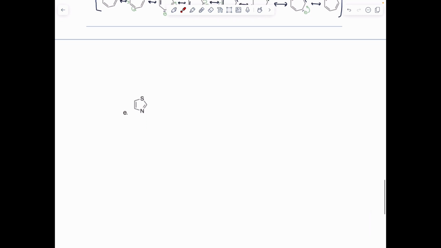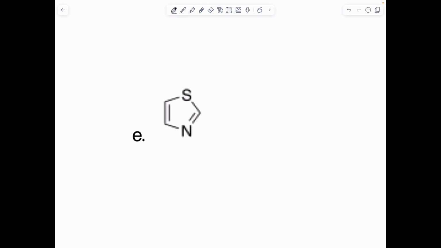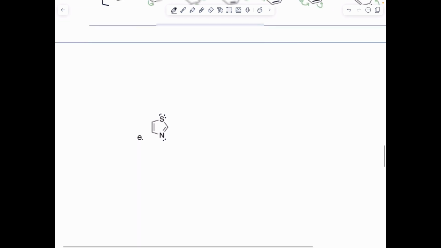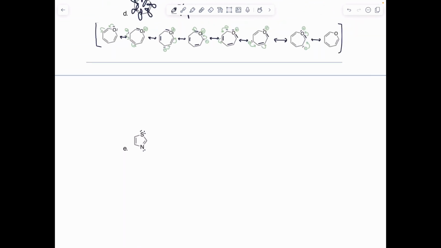And then lastly, for part E, again, I'm going to follow the same process of just drawing in my lone pairs. So this sulfur atom has 2 lone pairs and the nitrogen has 1. That way they each have a total of 8 electrons and their octet is full. So to figure out how many pi electrons we have, we need to determine if any of the lone pairs are capable of making a double bond.